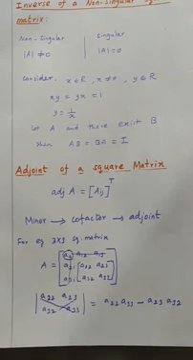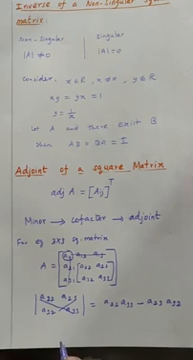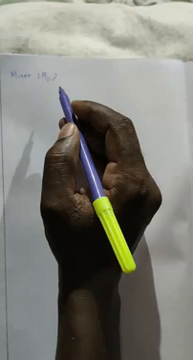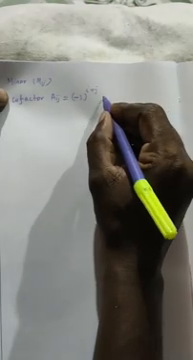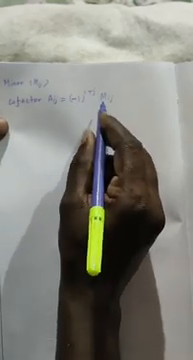Then the cofactor. A cofactor is nothing but a properly signed minor. We know that the minor is denoted as Mij and the cofactor is denoted as capital Aij and defined as minus 1 power i plus j into Mij. The properly signed minor is called a cofactor.